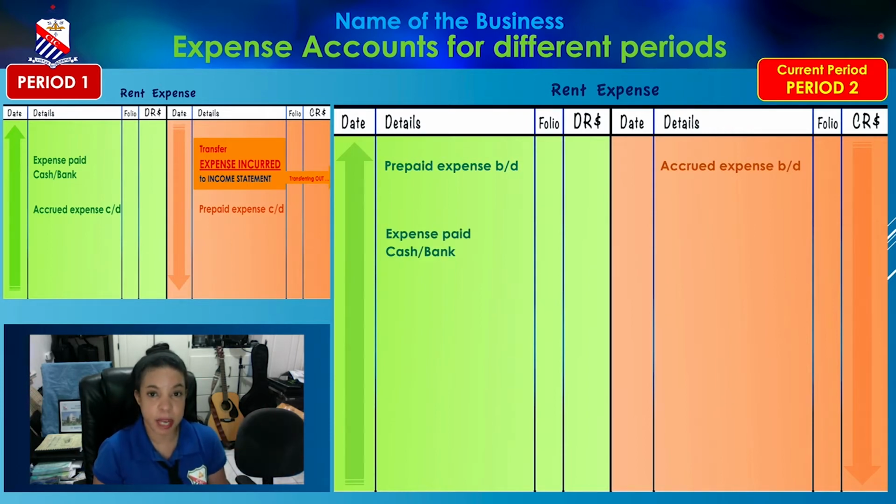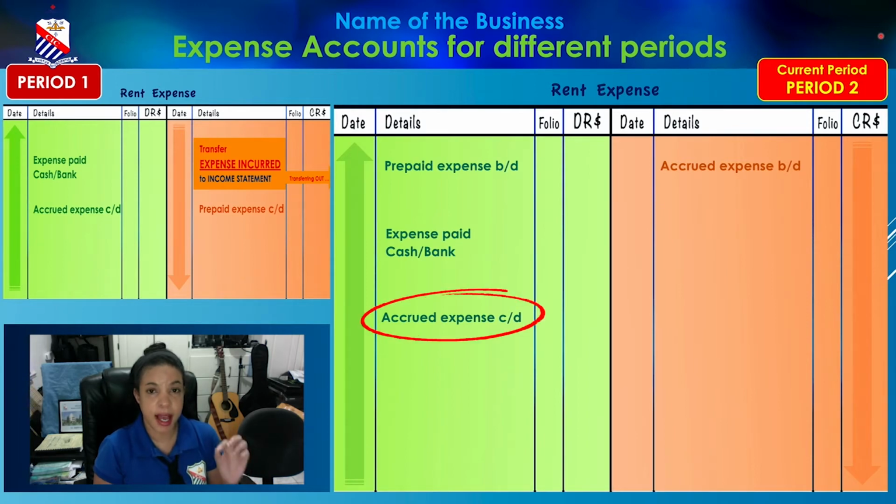Anytime you pay the expense, in this case it is rent, every time you pay rent by cash or check, you would record it in the rent expense account on the debit side. And at the end of the period, if there is any accrued expense, you're going to record it on the debit side, and be very specific. It is your closing figure or your carried down, carried forward figure on the debit side.